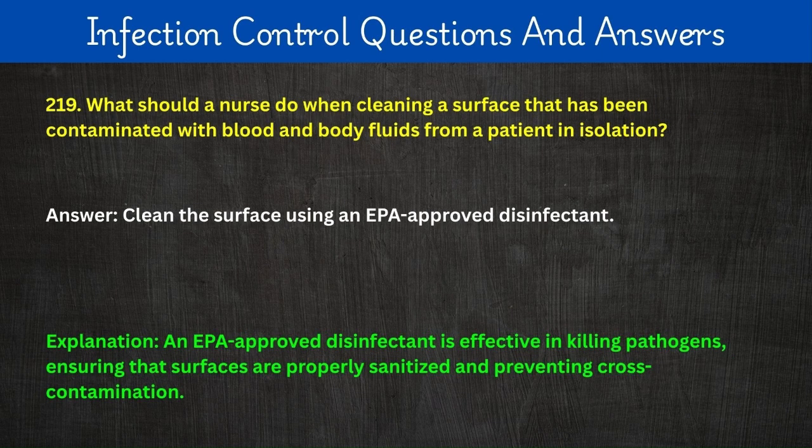219. What should a nurse do when cleaning a surface that has been contaminated with blood and body fluids from a patient in isolation? Answer: clean the surface using an EPA-approved disinfectant. Explanation: an EPA-approved disinfectant is effective in killing pathogens, ensuring that surfaces are properly sanitized and preventing cross-contamination.